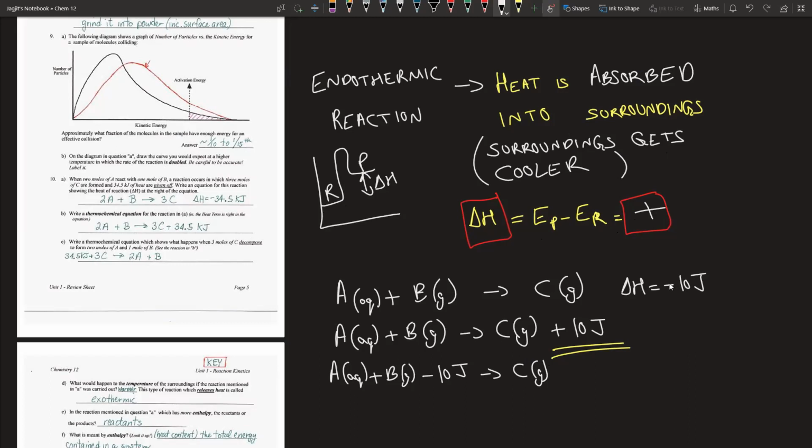So if you ever see change in H written as a positive number, tell yourself it's going to be endothermic. Does that make sense? Or sometimes you will see the endothermic energy written alongside reactants. So if you ever see an energy term on the reactant side, tell yourself it's going to be endothermic.